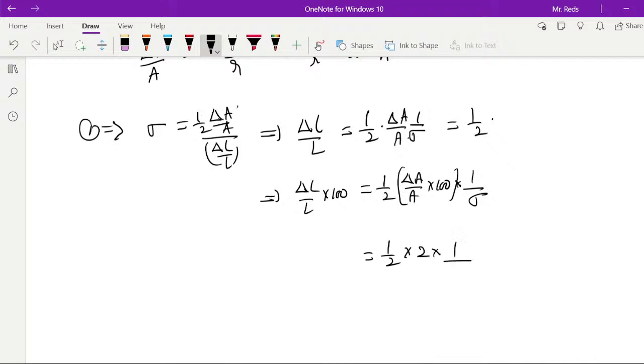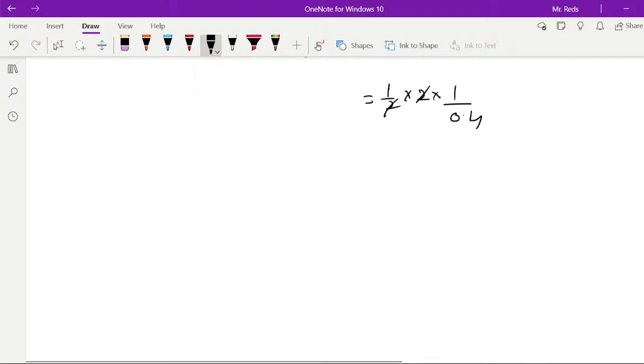Sigma is 0.4. So this gets cancelled. What you will get is delta L by L into 100 is equal to 1 by 0.4. Multiply this with 10 by 10, and we'll get 1 by 4. 1 by 4 is 0.25.